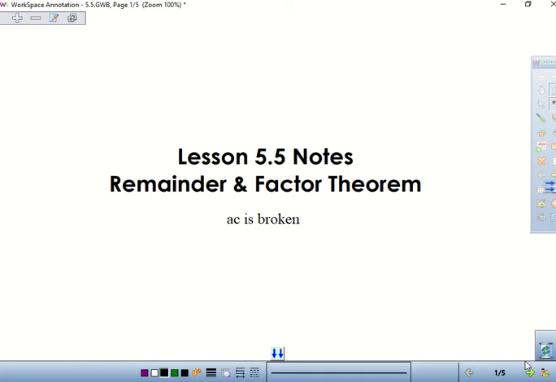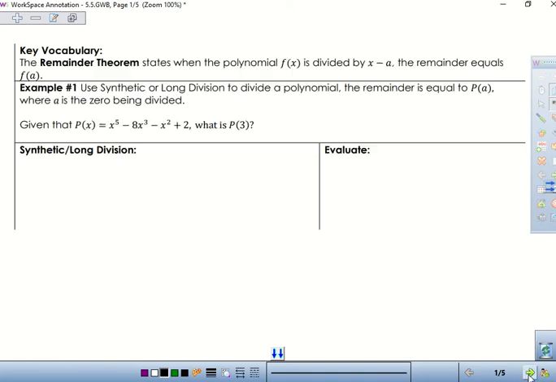Okay, so today we're going to be doing 5.5, which is remainder and factor theorem. So the remainder theorem states that when the polynomial f of x is divided by x minus a, the remainder equals f of a. Use synthetic or long division to divide the polynomial. The remainder is equal to p of a, where a is the zero being divided.